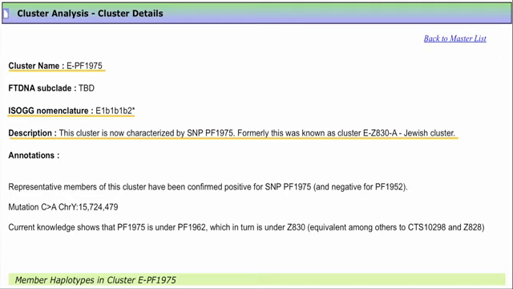Cluster name: E-PF1975, ISOGG nomenclature E1B1B1B2. Description: this cluster is now characterized by SNP PF1975. Formerly, this was known as cluster E-Z830-A, a Jewish cluster.